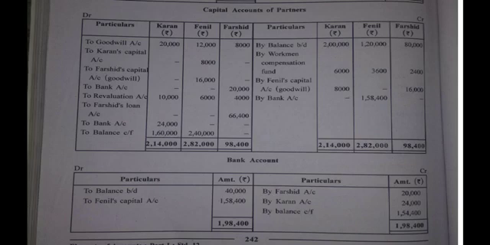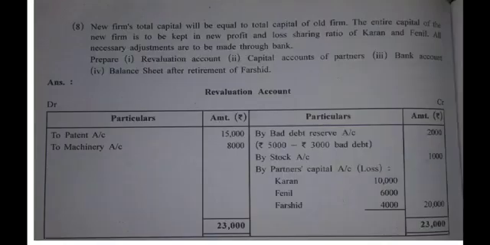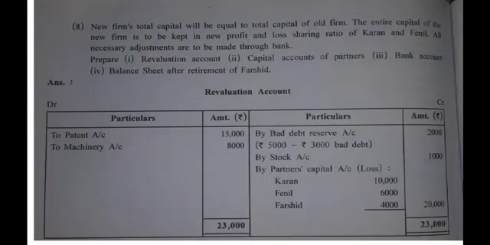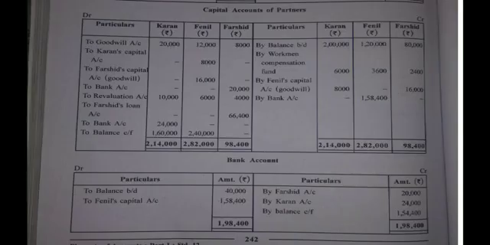How it is to be paid? It is mentioned in adjustment number 6. They say that 20,000 is to be paid in cash, remaining as a loan. So it's just that simple. You can see in Farshid's column, it is 20,000 to bank account and remaining 66,400 as a loan.